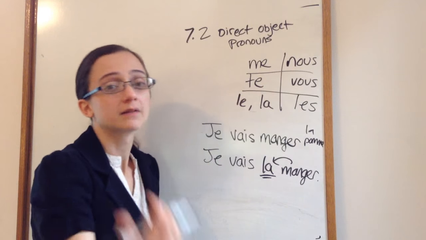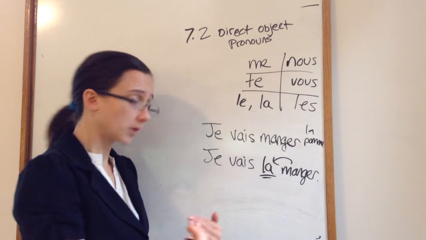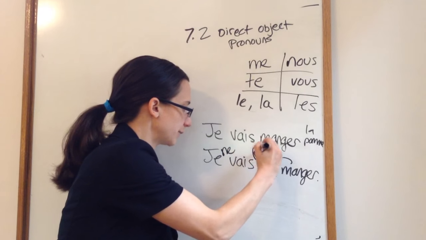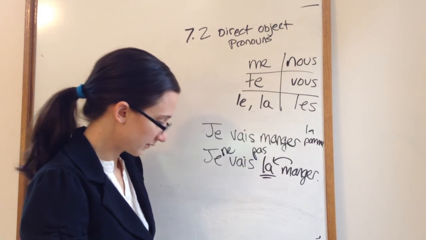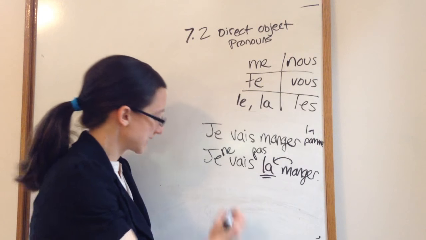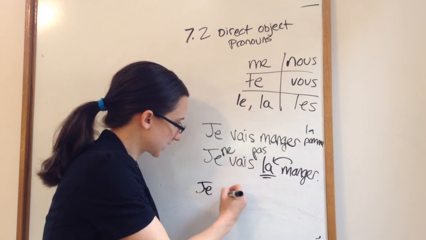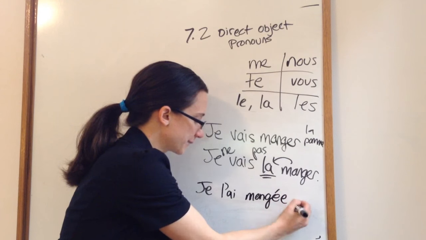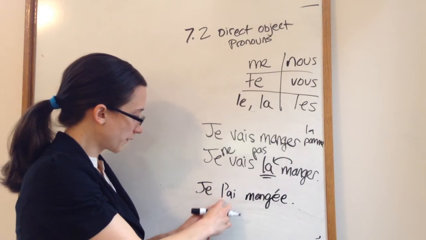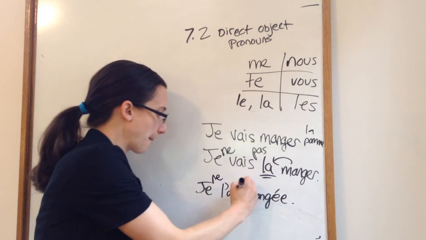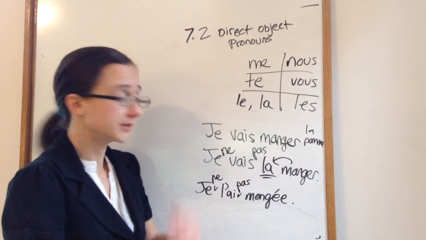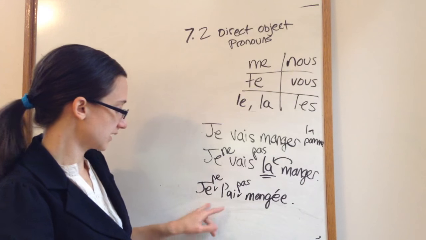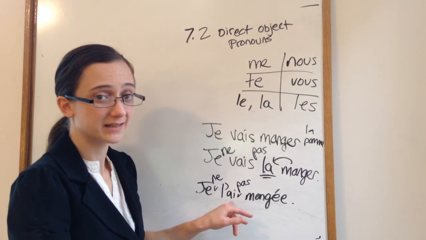All right, next, let's make it negative. The ne goes before the object pronoun. So in this case, we don't have to worry about it too much. Je ne vais pas la manger. Okay, not too difficult. But let's look at the past tense now. Let's go back. We said, je l'ai mangé. I ate it. The ne needs to go before the object pronoun. So, je ne l'ai pas mangé. Okay? The ne just goes before that here. Here, remember, I am not going to eat it. And here, I didn't eat it.